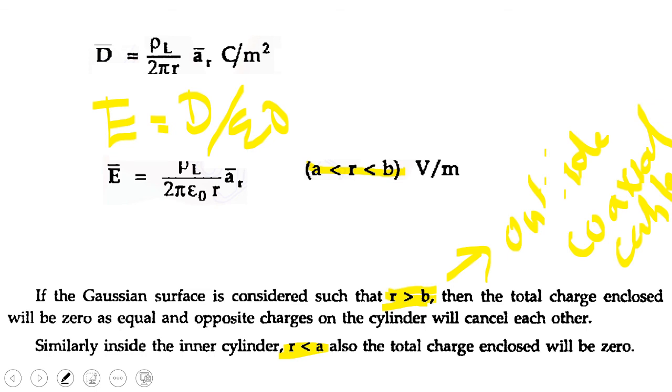Okay, so remember this equation. This we will use in most of the problems. So E is equal to rho L by 2 pi epsilon naught R into AR vector.